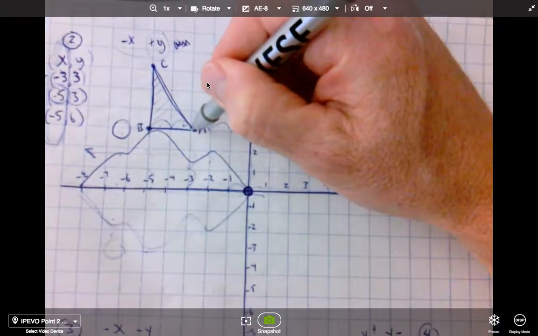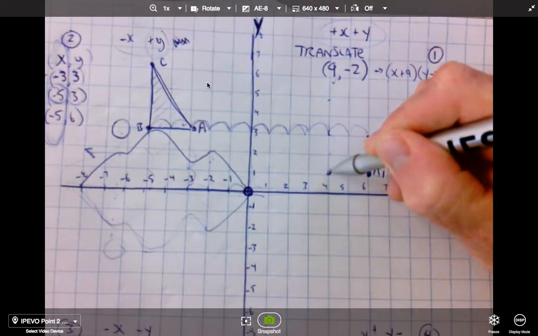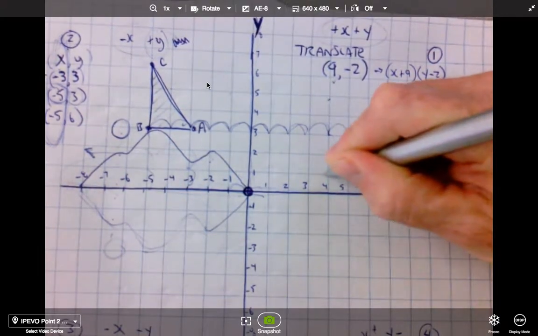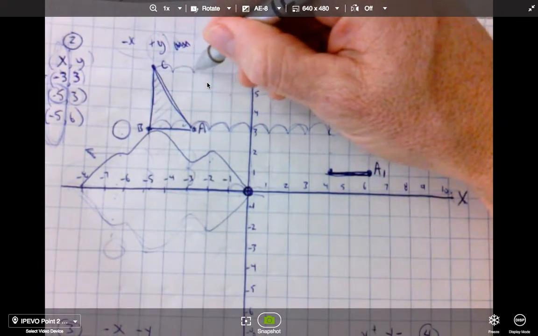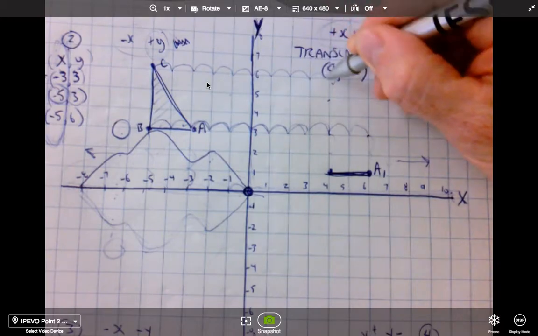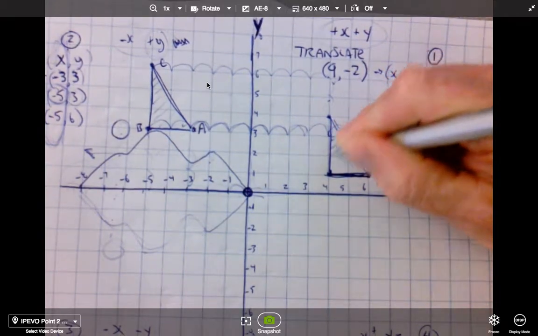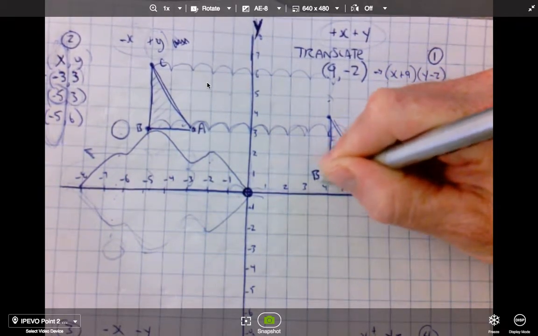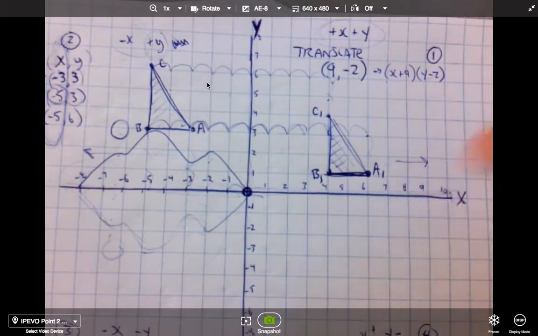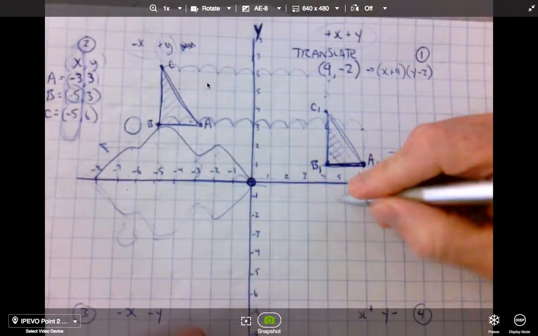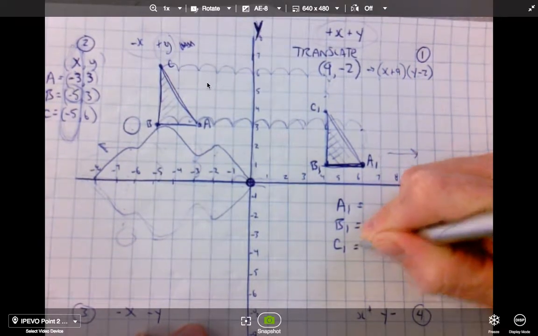So 1, 2, 3, 4, 5, 6, 7, 8, 9, X first, and then 1, 2. Always do X first. And then 1, 2, 3, 4, 5, 6, 7, 8, 9, 1, 2. So I got B1 and C1. So if this was an assessment, I would then be asking you to tell me your new coordinates. So you would have to do A1, B1, and C1, and you would punch in your new coordinates.